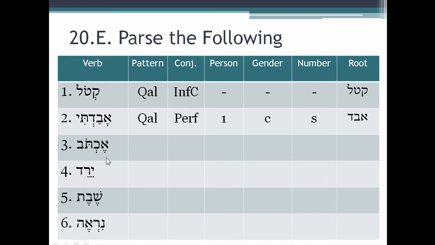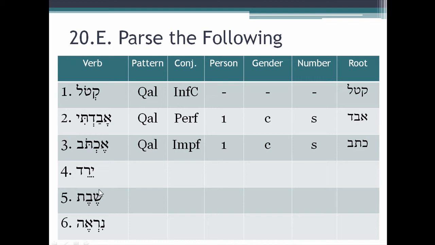Next one, ektov. Does it have a prefix? Well, aleph can be a prefix. Sure, it does. So if it has a prefix and we have a discernible lemma following, and we do, katav, that tells us we have a kal imperfect, and the aleph means first common singular from katav.